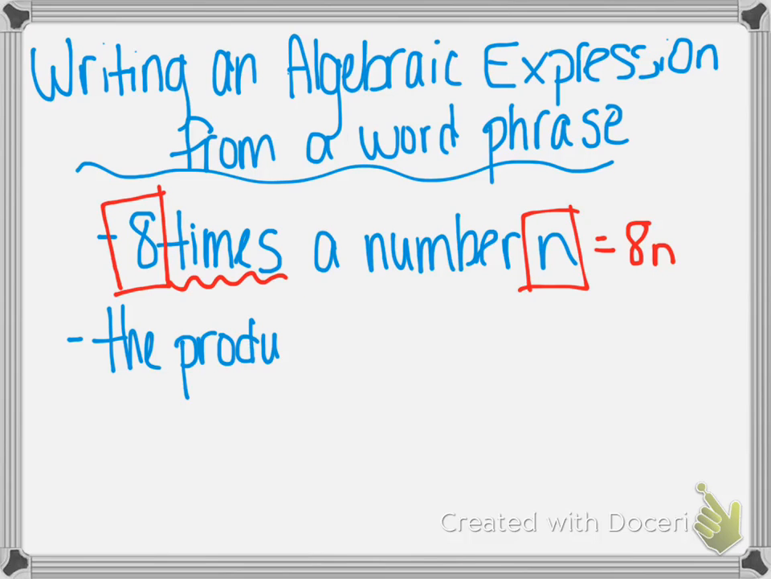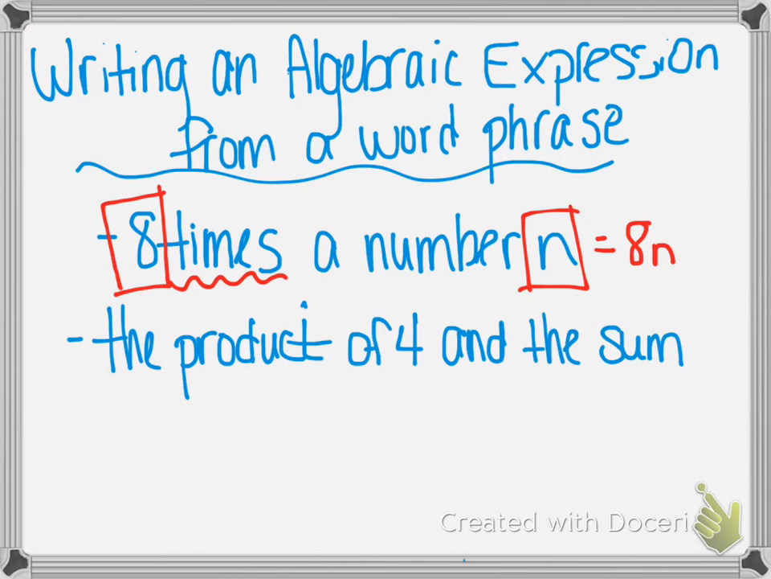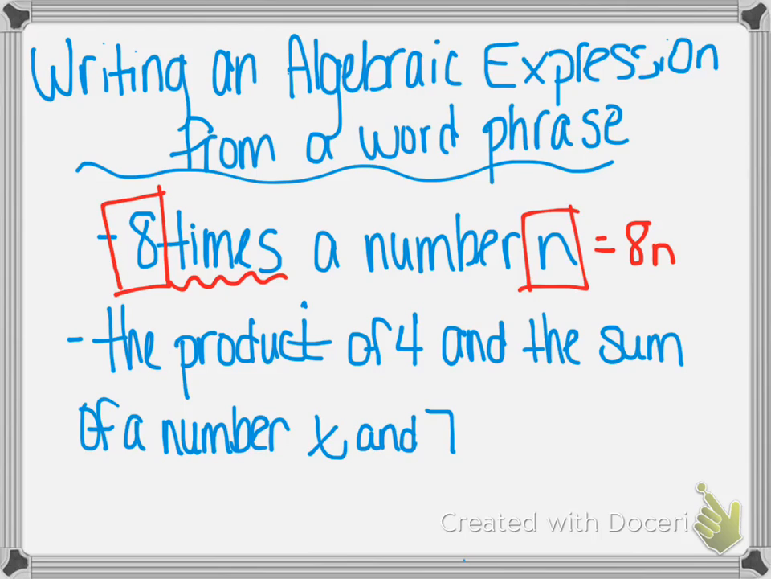Our second example for this is the product of 4 and the sum of a number x and 7. Okay, a little bit more to this example. So going ahead, underlining some key words, and those are really, to me, going to be those math operations. So the first thing I see is product. I'm going to go ahead and underline product. I also see the word sum. And those are the only 2 words that I can really see.